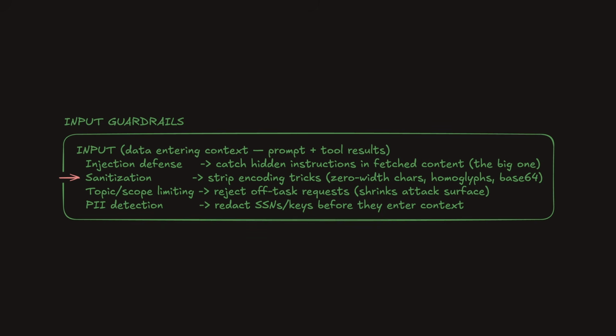Sanitization is cleaning the prompt by removing characters that could bypass injection defense. Topic and scope limiting is only allowing requests that are on topic for what the agent is supposed to do. PII detection is to detect personal information so that it doesn't make it to the context window or to the model provider, so that it won't accidentally leak if it never makes it somewhere that can leak.